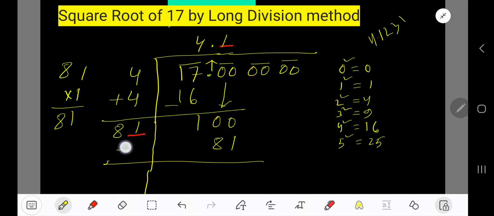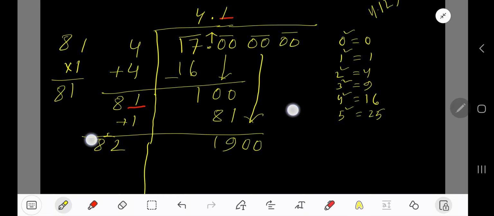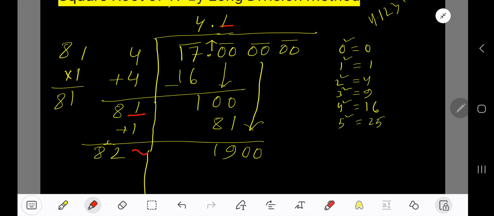The same digit will come under this divisor and you need to add. So you are getting this. Now subtract here, 9. Then 1. Bring down the next pair. Now you need to take another digit and you also need to multiply.